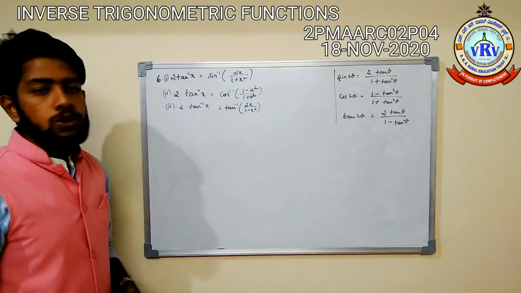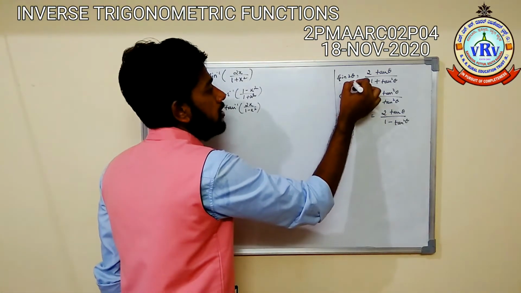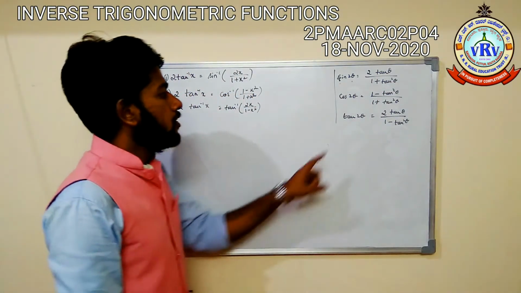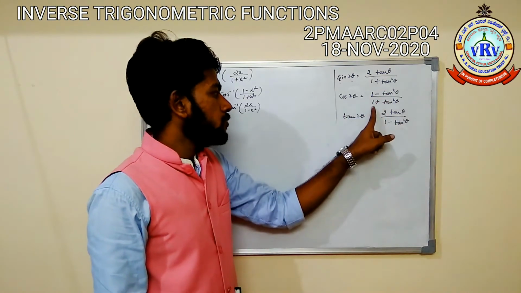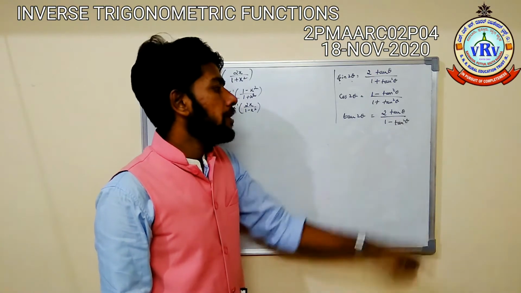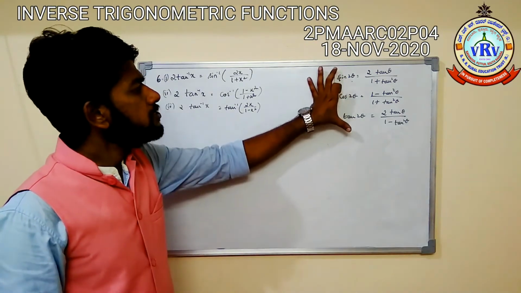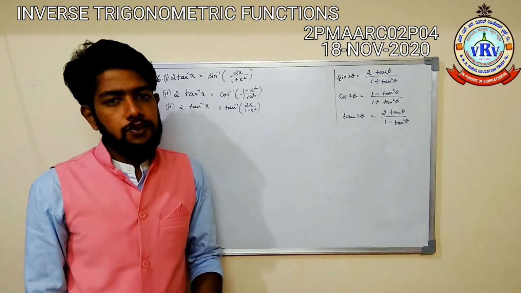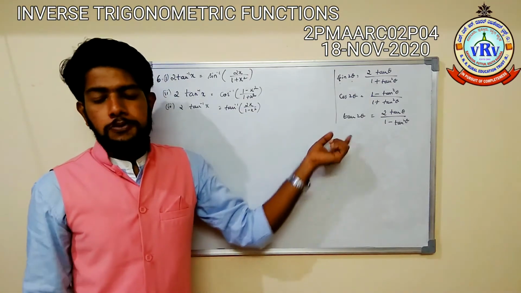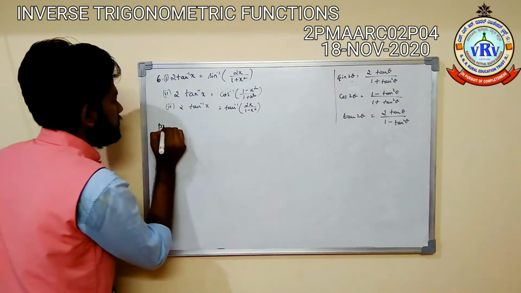For that, we should know the trigonometric function properties. Sin 2 theta is equal to 2 tan theta divided by 1 plus tan square theta. Cos 2 theta is equal to 1 minus tan square theta divided by 1 plus tan square theta. Tan 2 theta is equal to 2 tan theta divided by 1 minus tan square theta. All these properties we already studied in our first PU classes. If you want the proof of this property, please go through the first PU class textbook. Using this, we can prove these things.